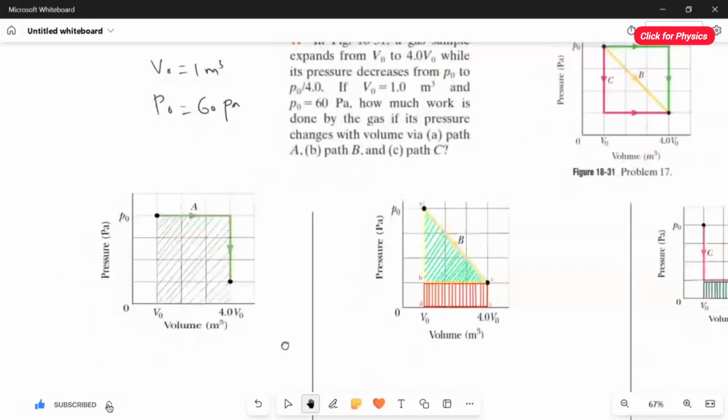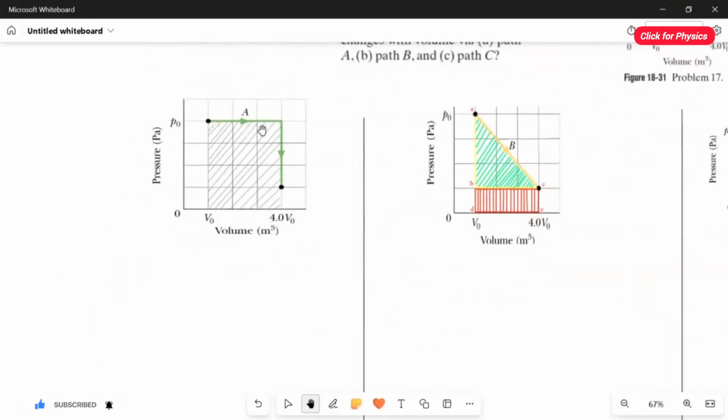Clear? Okay, let's see the first one. Here this is path A. We have to consider the area under the curve. The area under the curve looks like the area of a rectangle, right? So this is our length, this is your width. And for that, we have to use the rule: work done is equal to pressure multiplied by change in volume. If you expand this equation, W equals pressure multiplied by V final minus V initial.